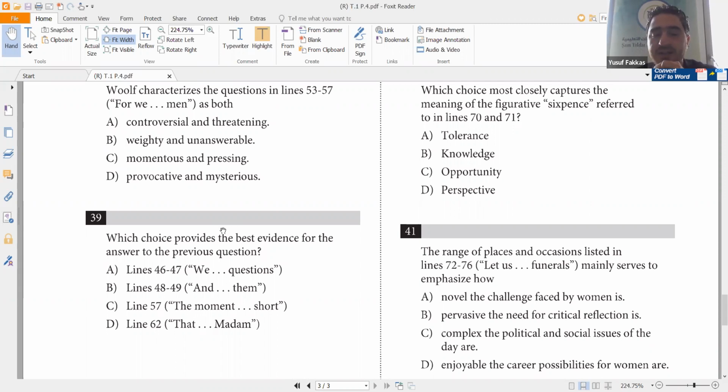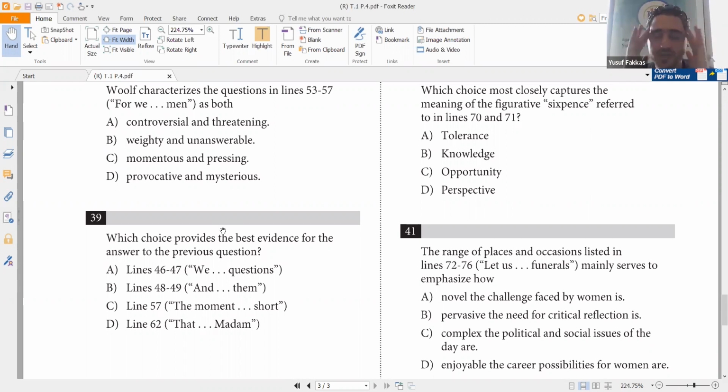And once you read and find something that's related to the question, you don't have to keep reading. For example, in question 39, as you can see here on the screen, it starts with line 46 and it ends with line 62. Does that mean I have to read from 46 to 62? No, you don't. Okay? You start from 46 and you keep reading. You found your answer, that's it.